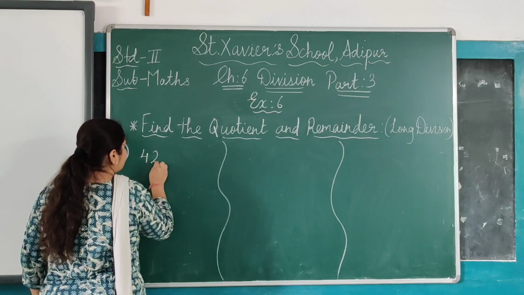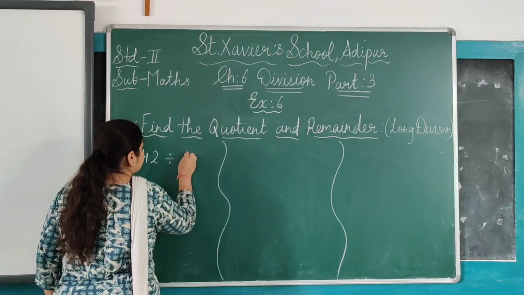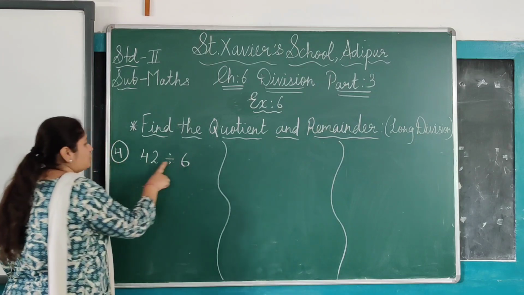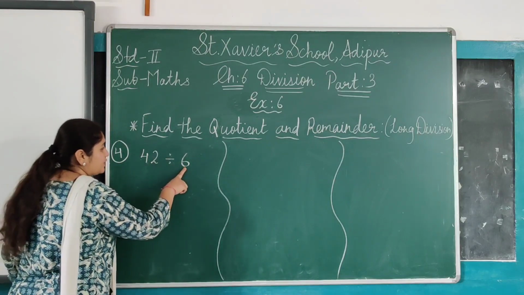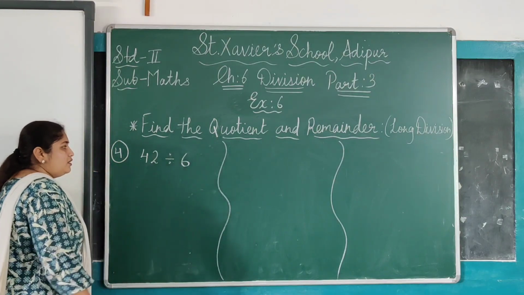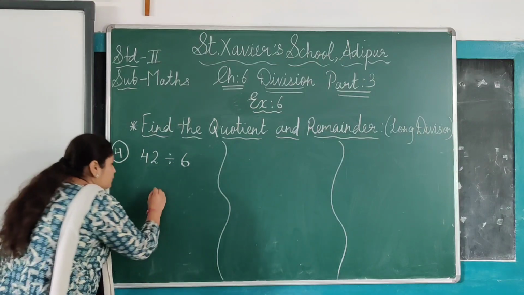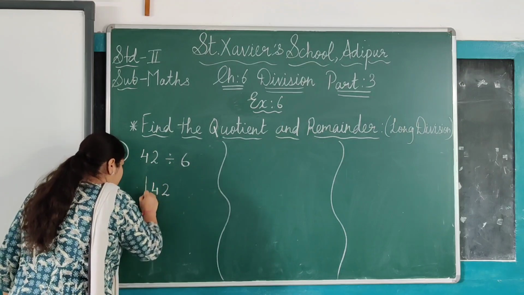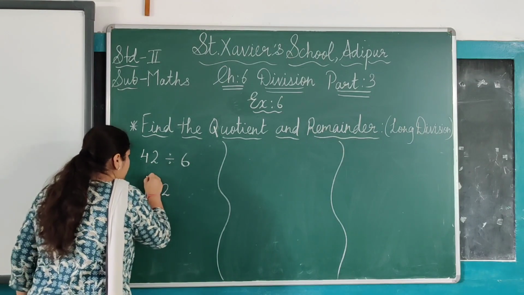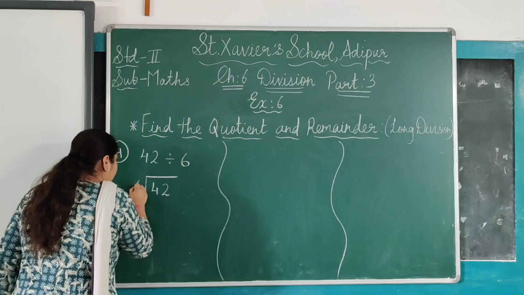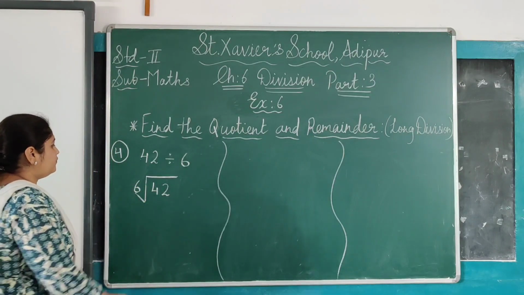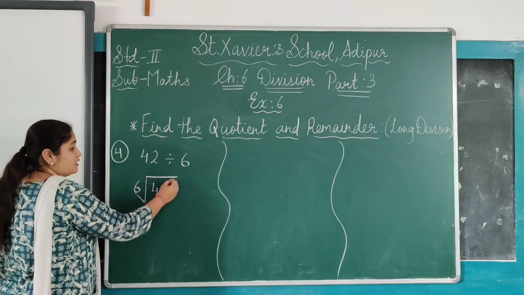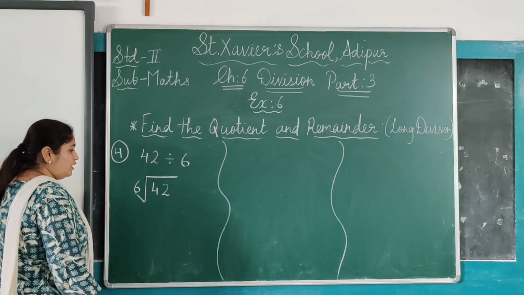42 divided by 6. 42 इससे डिवाइड हो रहा है 6 से. Okay, so now first of all you will write down 42. Okay, then the symbol of division. Okay, and here you will write down 6. Okay, देखो बेटा 6 यहाँ लिखना है, 42 डिवीजन सिंबल के अंदर लिखना है.